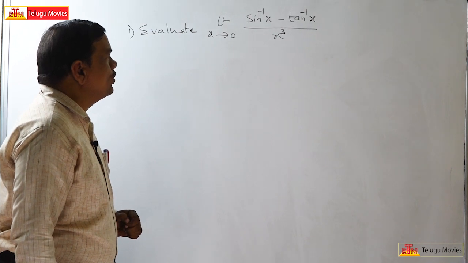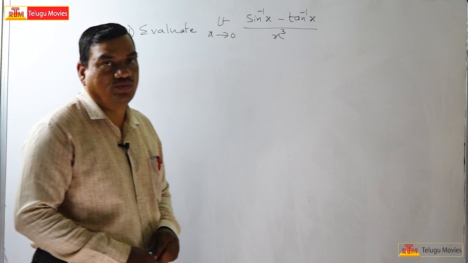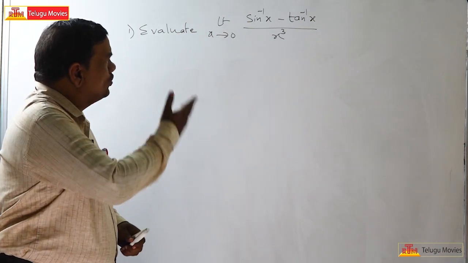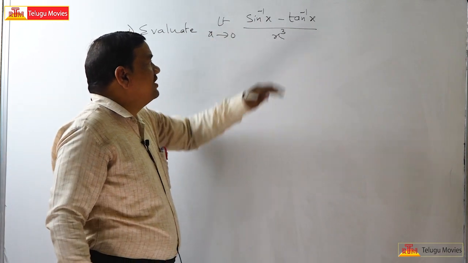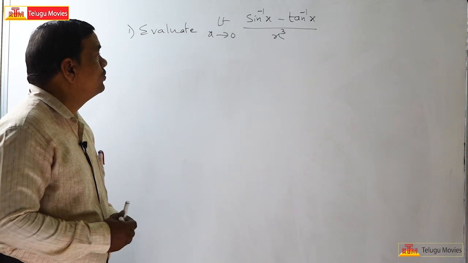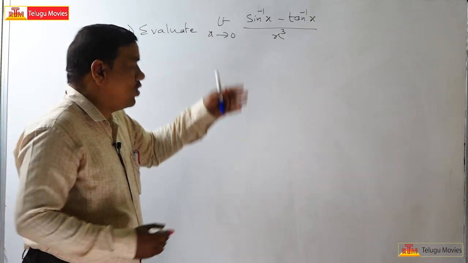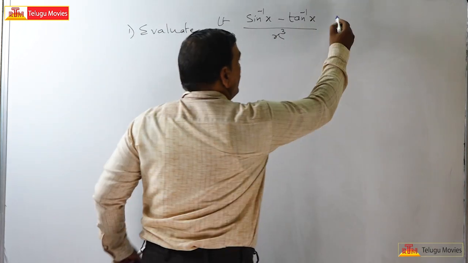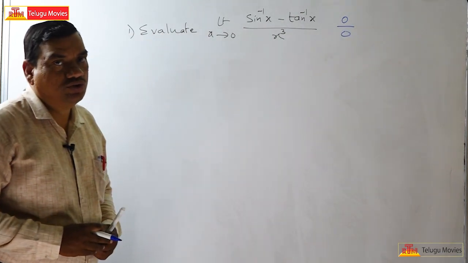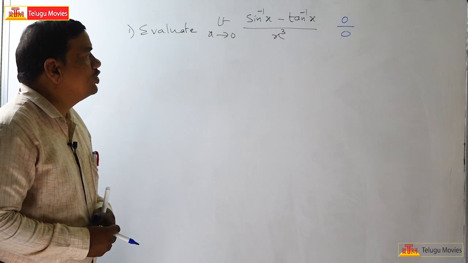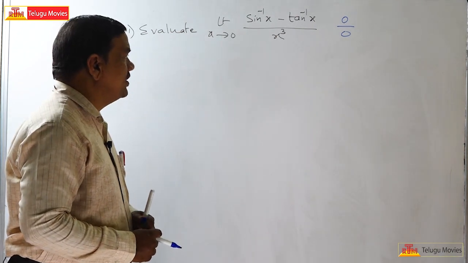Limit as x tends to 0, sin inverse of x minus tan inverse of x upon x cube. As x tends to 0, sin inverse of x approaches 0 and tan inverse of x also approaches 0. On the whole, the numerator approaches 0, and the denominator also approaches 0. So this is a 0 by 0 form, which is an indeterminate form. Then how to proceed with this problem?